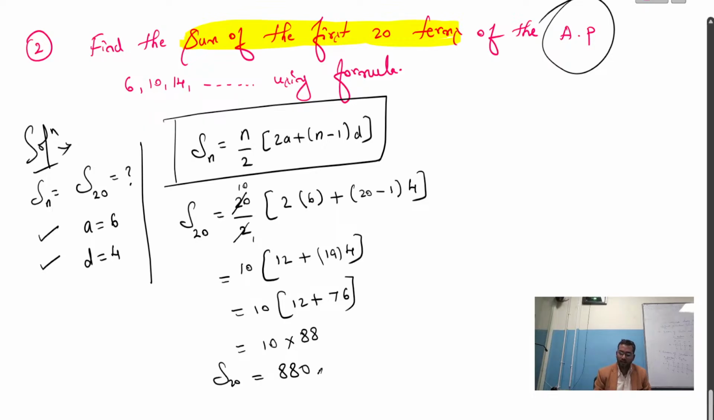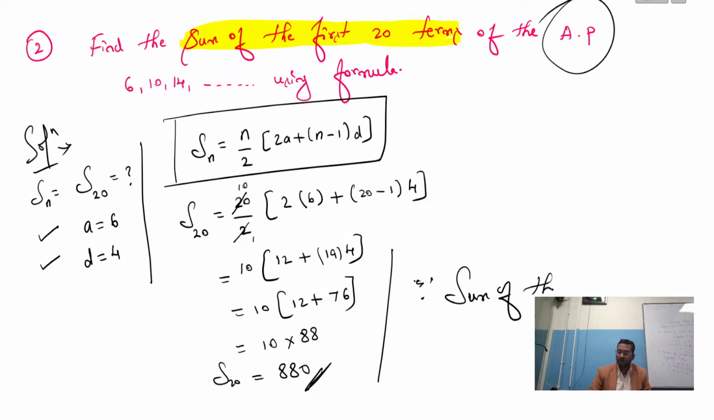That is S20. So finally you can write the conclusion that therefore the sum of the first 20 terms of the given AP is 880. This is our conclusion. I hope you have understood how to find the sum of the first 20 terms. Clear? Any doubts still here?